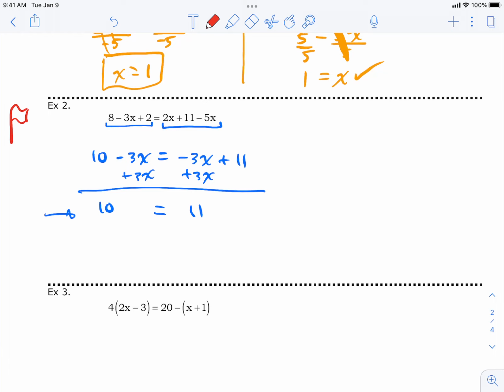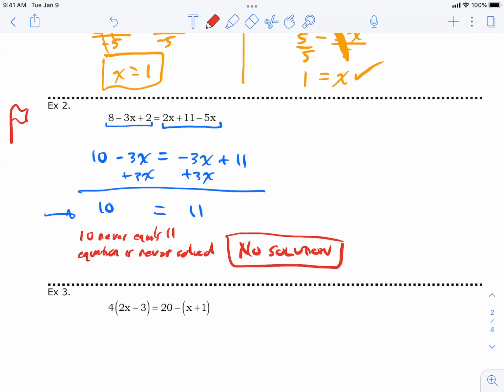First question, does 10 equal 11? And the answer is never. 10 never equals 11, which means the equation is never solved. That's what this means. In other words, there's no value of x that will make this equation work. There is nothing you could plug in for x, here, here, here, and here. There's nothing you could plug in that would ever work. That's what it means when you get this 10 equals 11 stuff.